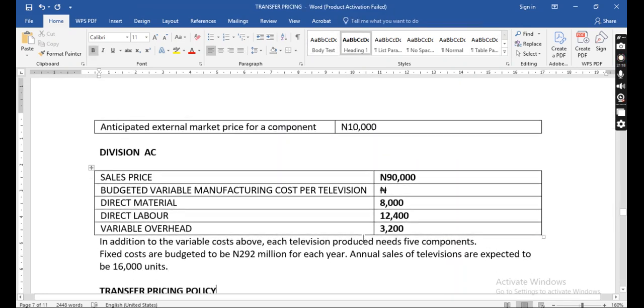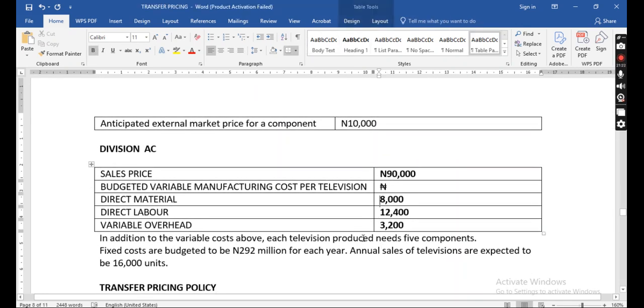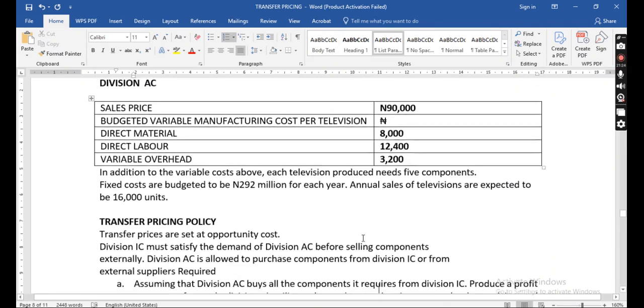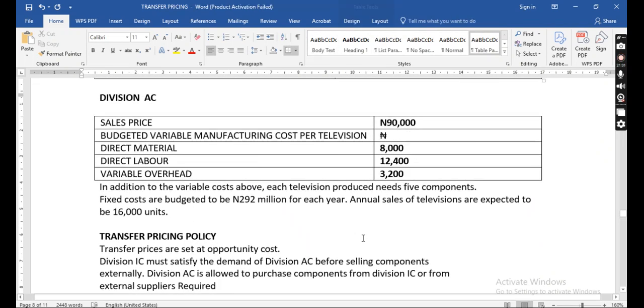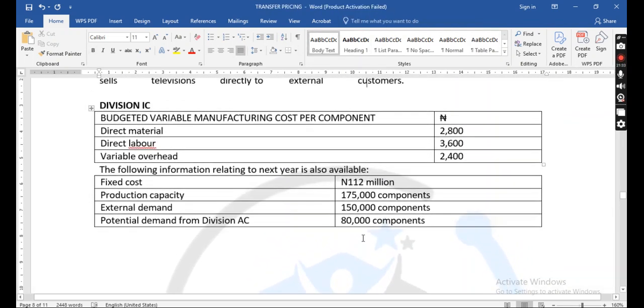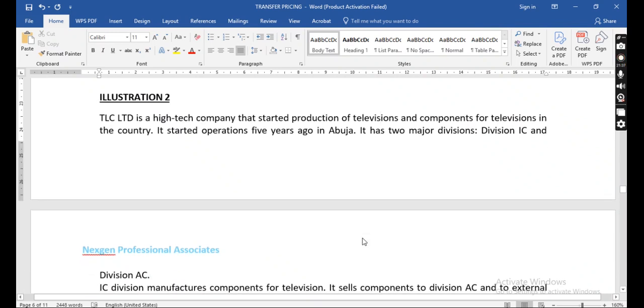This is the next question, right? So what is the transfer pricing? I think this is the opportunity cost I'm looking for. Okay, that's fine.